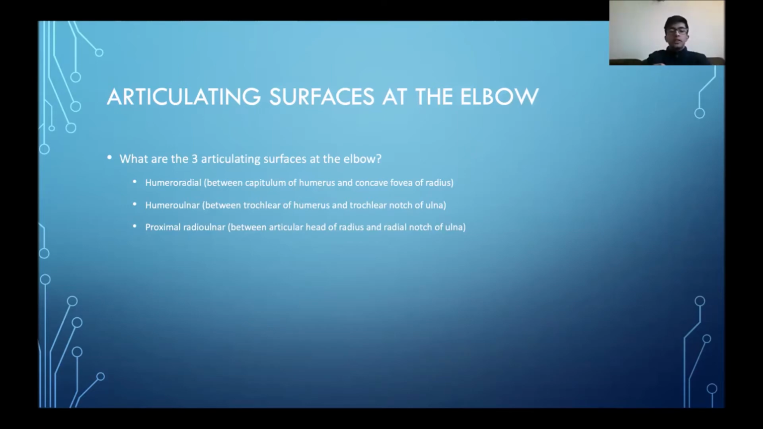Between the two, like I said, the articular head of the radius goes into the radial notch of the ulna. And those are all the kind of connections that occur at the elbow. And now we're transitioning from the upper limb. We've gone shoulder, arm, elbow, and next slide, please.